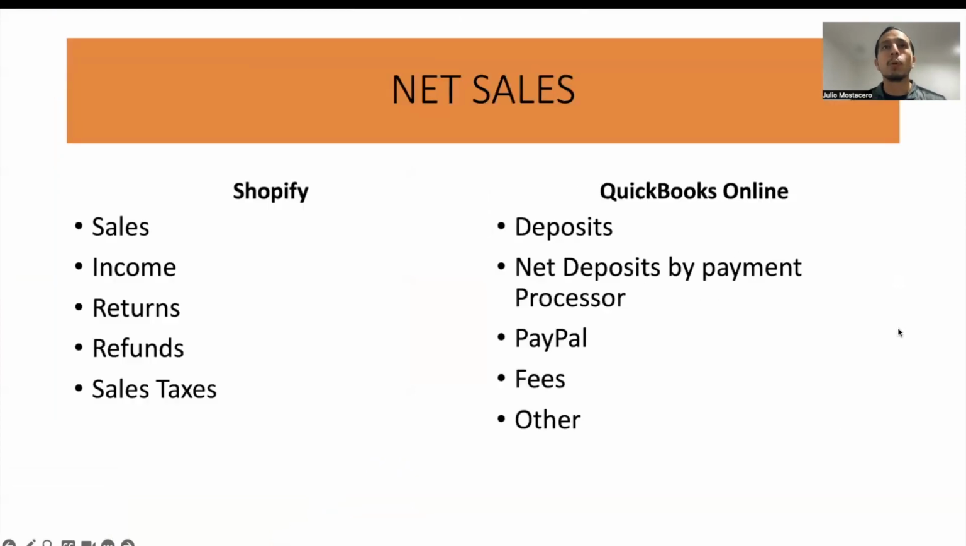This is an example of what is net sales. We have the Shopify side and we have the QuickBooks Online side. Shopify has the sales, the income, the returns, refunds, and the sales taxes, and we have to reconcile this with QuickBooks Online. The deposits are net deposits by the payment processor. We have to take into account PayPal, fees, and other.